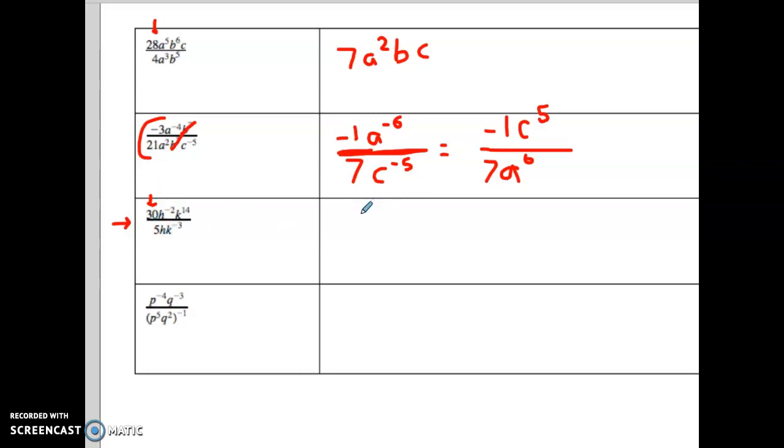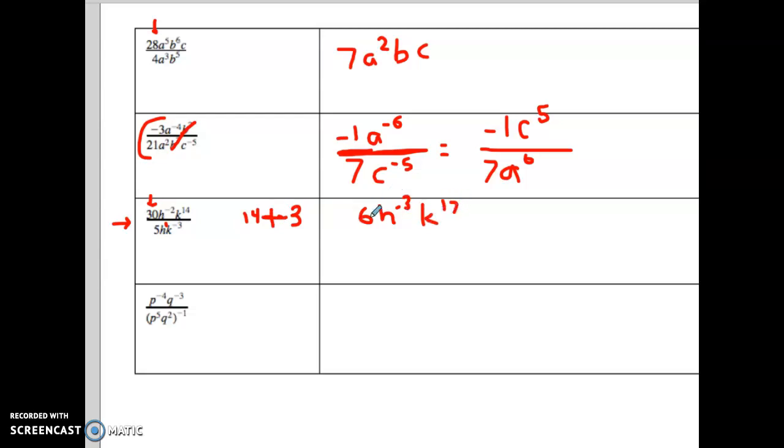30 divided by 5 is 6. Next, I'm going to start subtracting exponents. I have negative 2, and that's a 1 there. So negative 2 minus 1 is h to the negative 3rd. And then I have k 14 minus negative 3. I'm going to write that out just in case you didn't catch that. 14 minus negative 3 is actually plus, so positive 17.